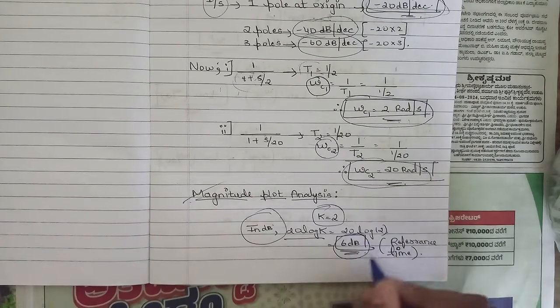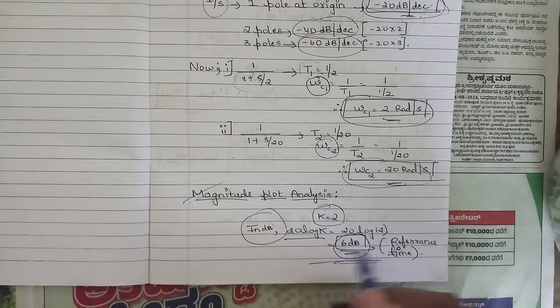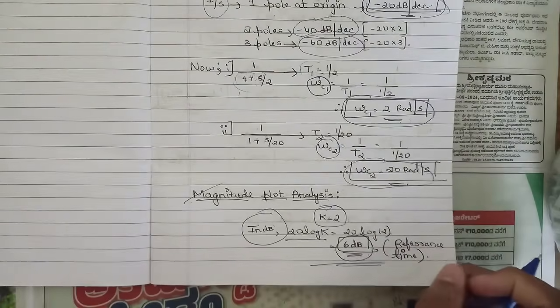This 6 dB per decade is the reference line which you are going to draw in the graph. I will show you how to draw this 6 dB per decade reference line in the graph when I explain the graph part.